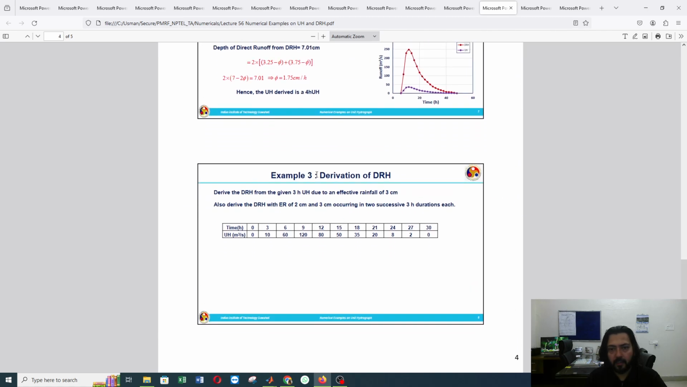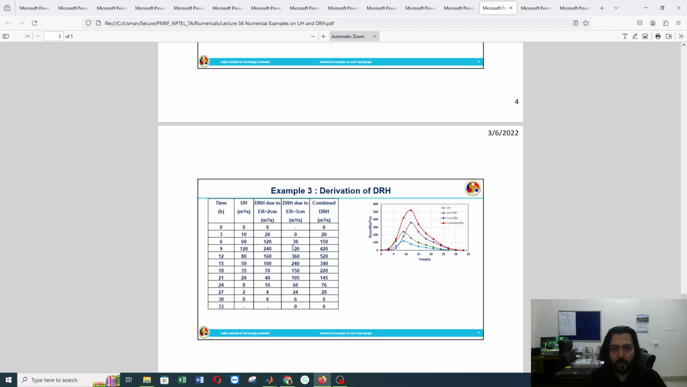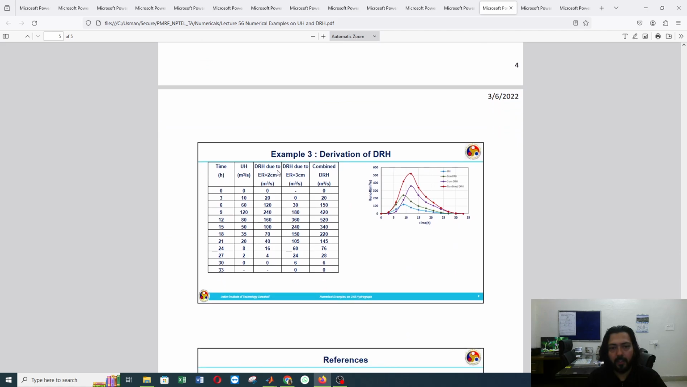Now there is another important numerical on derivation of direct runoff hydrograph. So we have time and we have the corresponding unit hydrograph. They are asking us to derive the direct runoff hydrograph, right, with ER of 2 centimeter and 3 centimeter occurring in two successive 3-hour durations. So firstly, we are going to calculate the DRH due to excess rainfall of 2 centimeters.